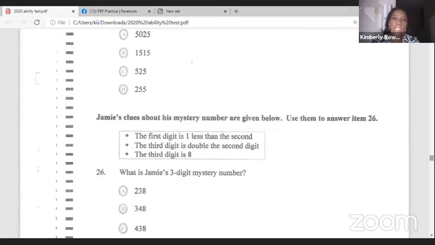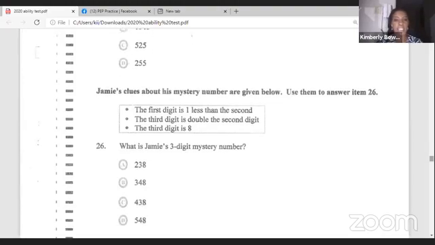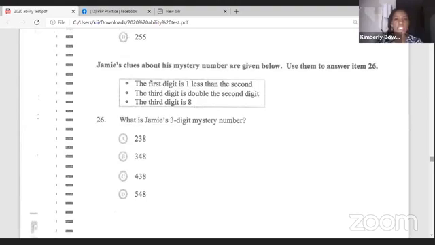James' clues about his mystery number are given below. Use them to answer item 26. The first digit is less than the second one. The third digit is double the second one. And the third digit is 8. Let's look at the answer. What is James' 3-digit mystery number? So all of the answers end with 8, so we can rule that out.